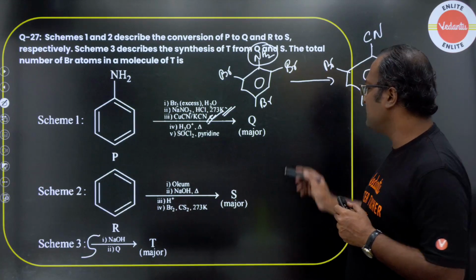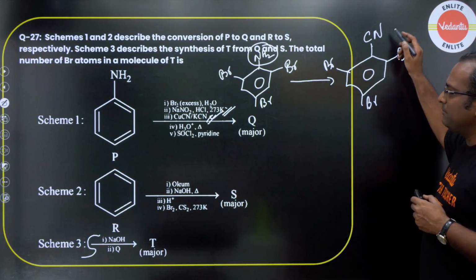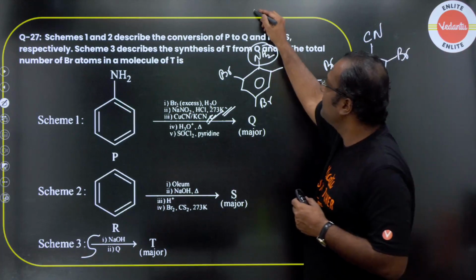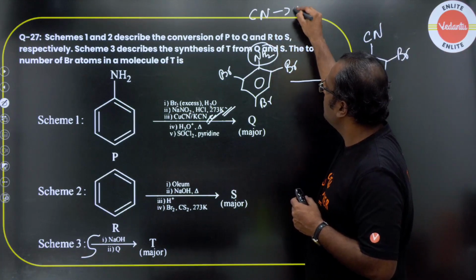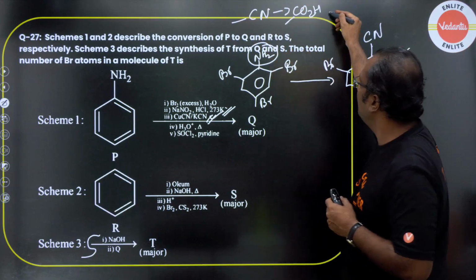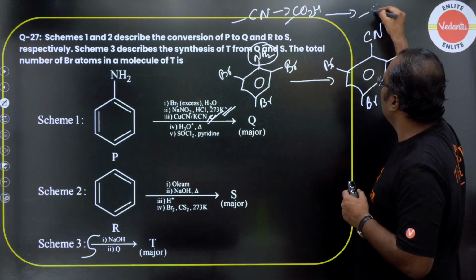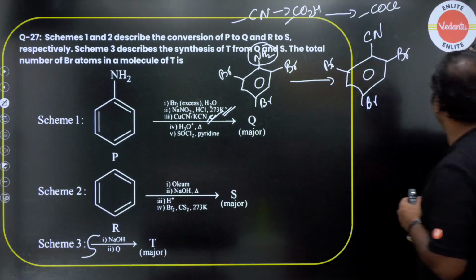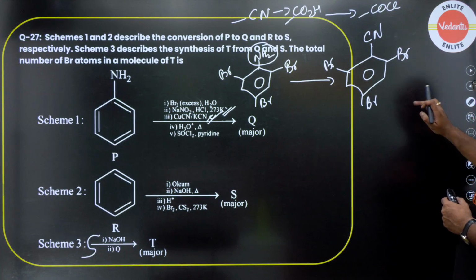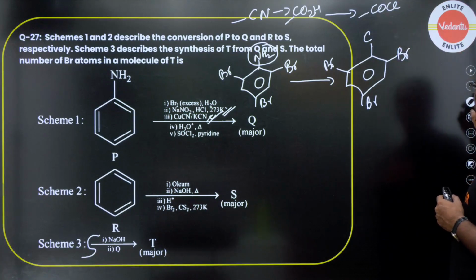Thick. Next is H3O plus. So what do you get by hydrolysis of cyanide? When we hydrolyze a cyanide, cyanide gets converted to CO2H. What happens when you react a CO2H group with SOCl2? You get COCl. So I am writing the product here directly: instead of cyanide here, what do we expect?